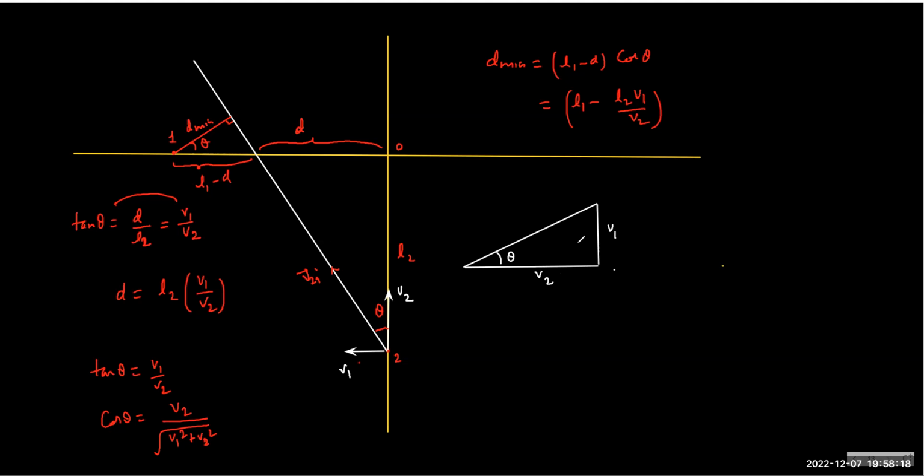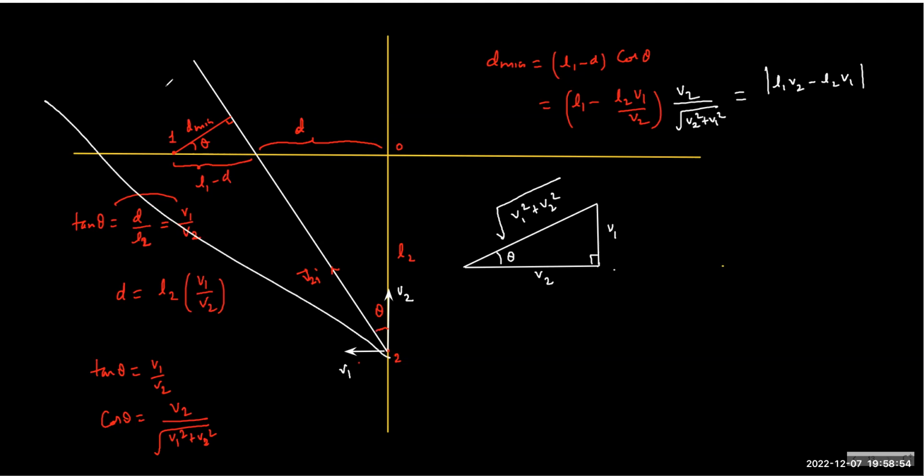So the hypotenuse will be how much? Under root of v1 square plus v2 square. And therefore we can write cos theta equals base upon hypotenuse. So this is the answer, v2 upon that. And if you rearrange, it will give you the answer like L1 v2 minus L2 v1. We will take modulus because we don't know whether it's positive or negative, because this line could be on this side also. So that's why the answer comes this way, and upon the square root.